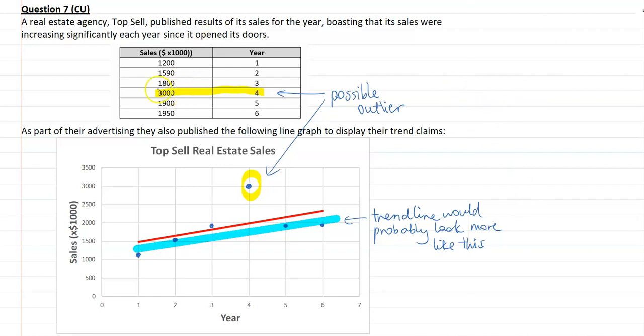In doing that, I would look at the values and go, okay, do they all look like they support the same trend? Are there any possible outliers? And we have a look here in the fourth year. If I plot those points on the graph, you can see that this fourth year is a possible outlier, and if so, it's pulling the trend line up. So your trend line, if you think about it, probably would look more like that if that possible outlier wasn't there.